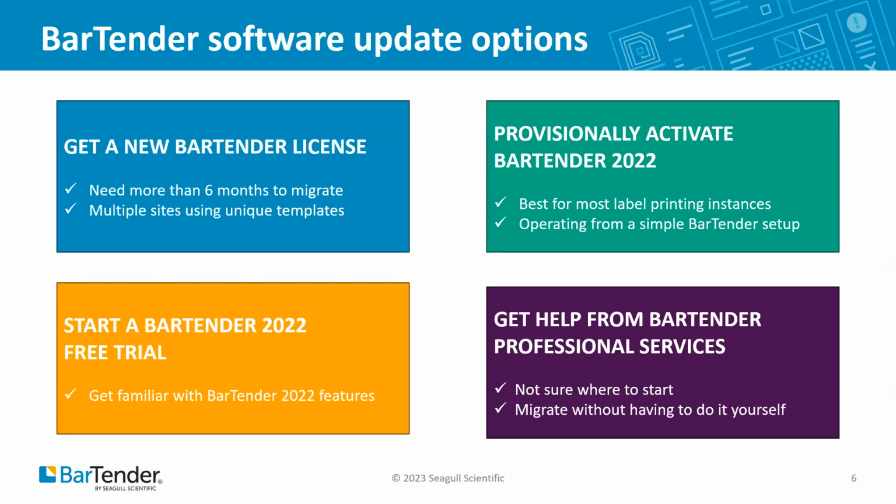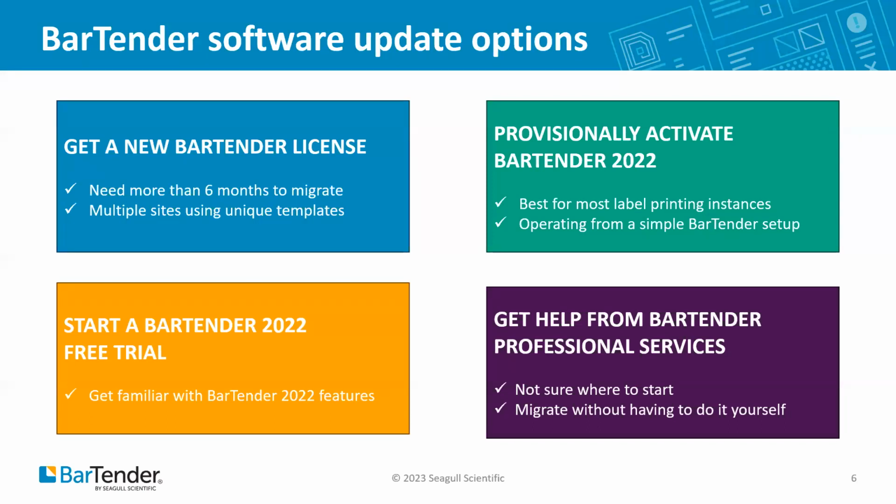Next slide. And so I know it can be a little overwhelming of how you should get started with your updates. So we've laid out a few options here to help you figure out what might be the best place to get started. So the first option is to get a new BarTender license. This is great for any instance that will require more than 6 months to migrate or has multiple sites that are all using unique templates.